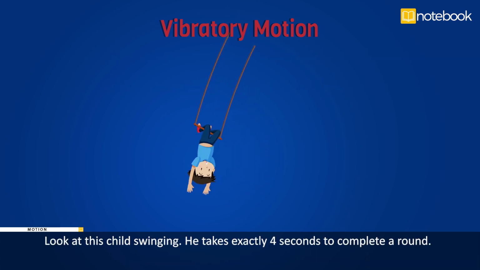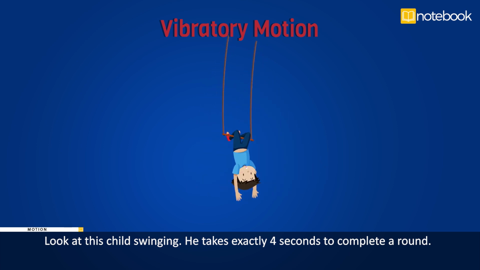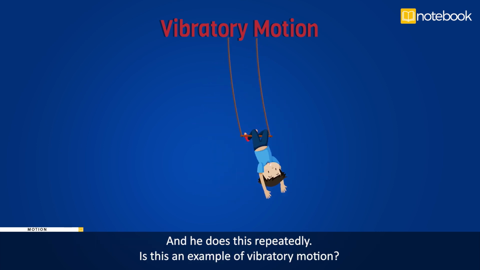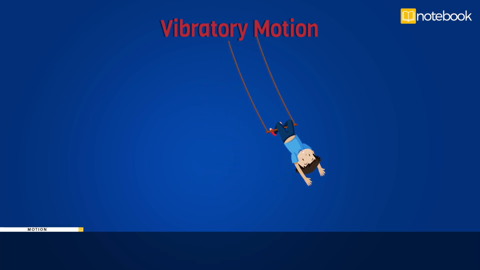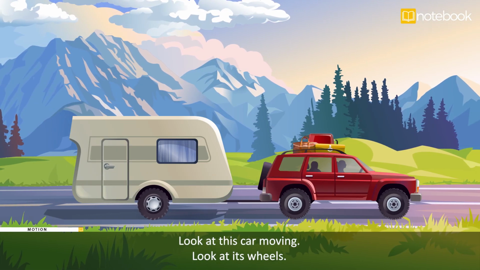Look at this child swinging. He takes exactly 4 seconds to complete a round, and he does this repeatedly. Is this an example of vibratory motion? Yes.